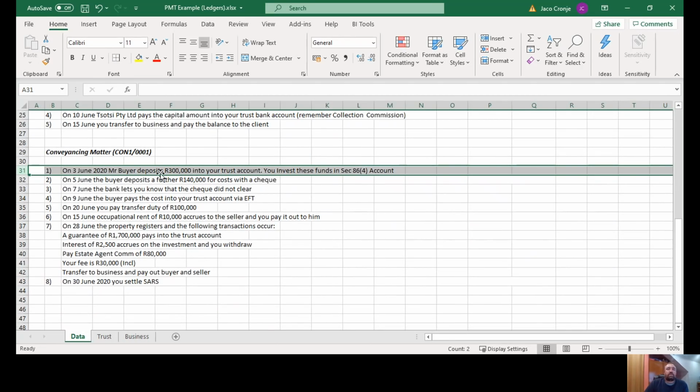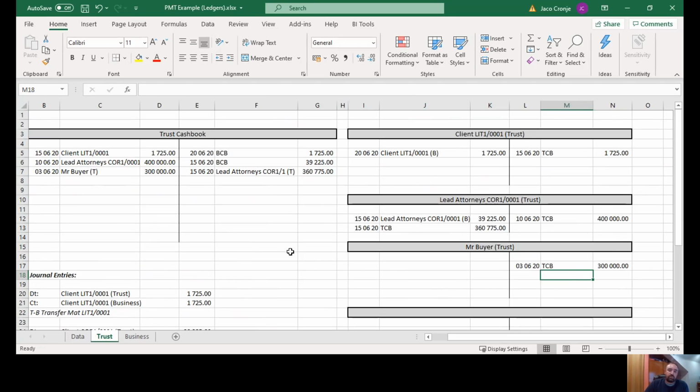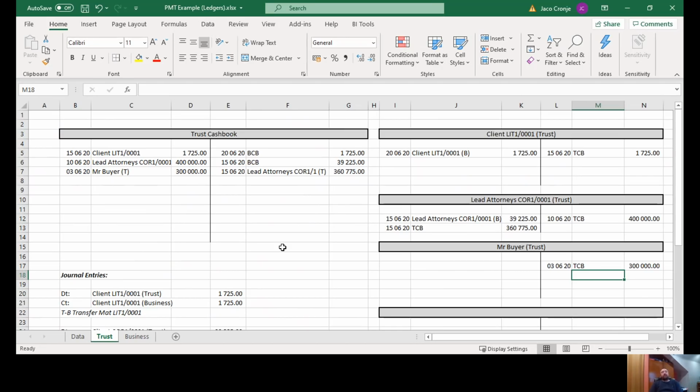Now the second step of that says you invest these funds in section 86(4). Now, for those of you who don't know, section 86(4) account is also a trust account that you open, but the interest on that trust account will go to the client and not to the law society or to the legal practice council. So sometimes when your client pays funds into your trust and you are going to keep the funds there for a long time, then you would want to invest that so that your client gets the interest.